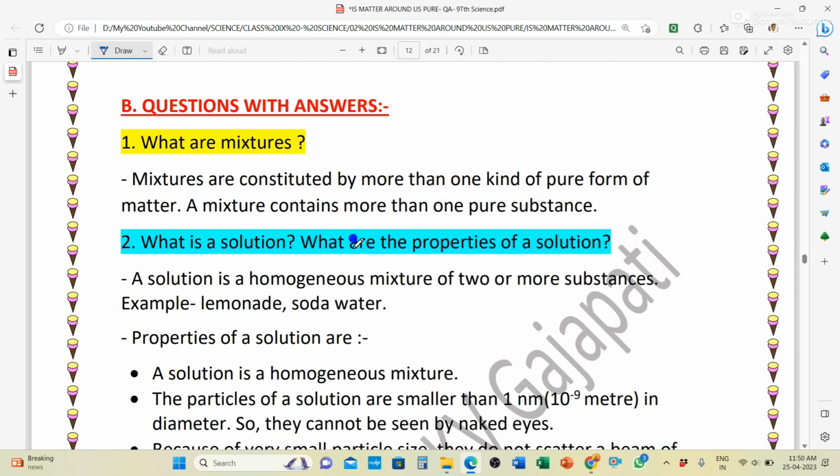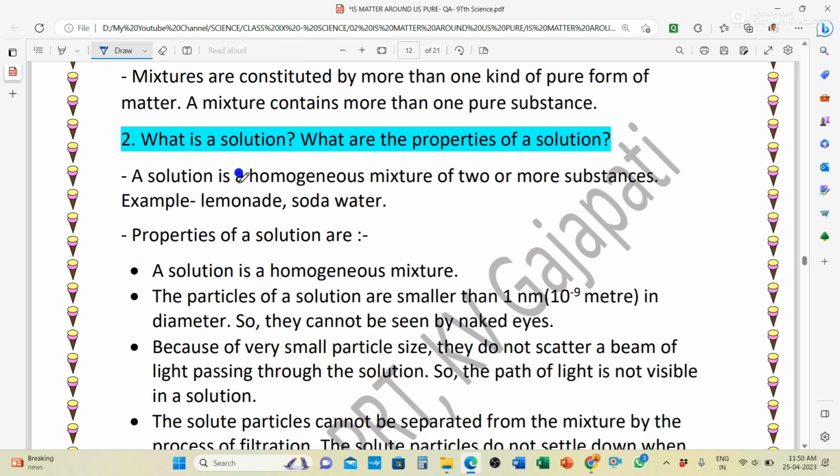Now we will discuss some more question answers. First of all, what are mixtures? Mixtures are constituted by more than one kind of pure form of matter. A mixture contains more than one pure substance. Then what is a solution? What are the properties of a solution?